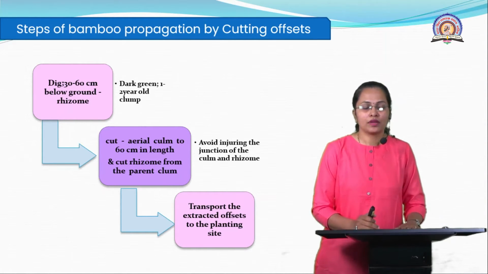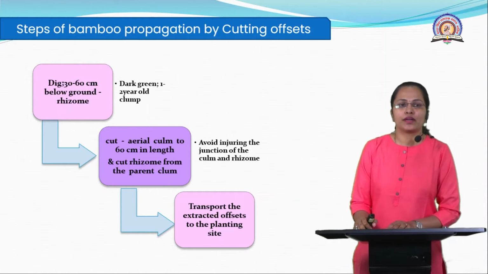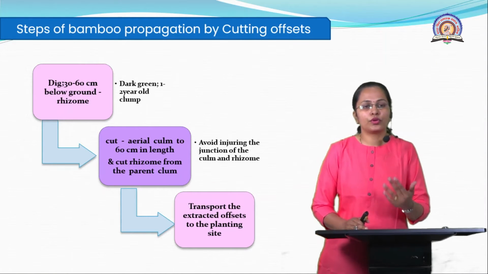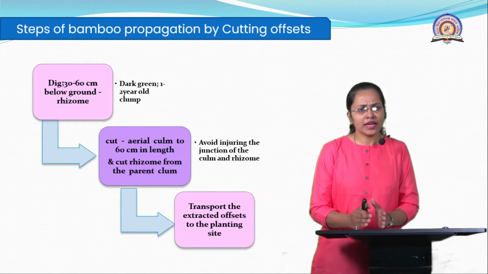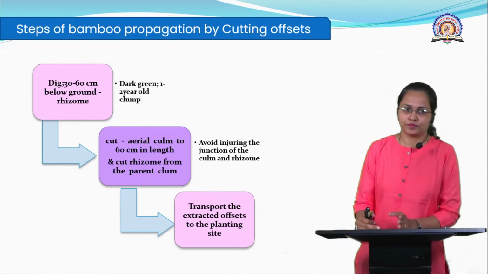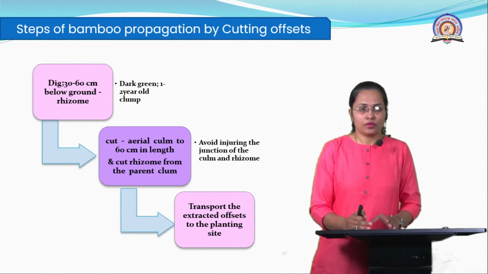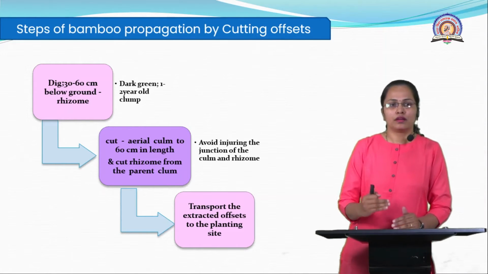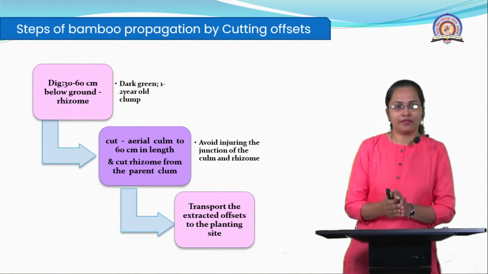Initially we have to dig out this offset of bamboo. In order to get the proper offset, we have to dig out the rhizome up to 30 to 60 centimeters below the ground, and we have to select that offset very properly.